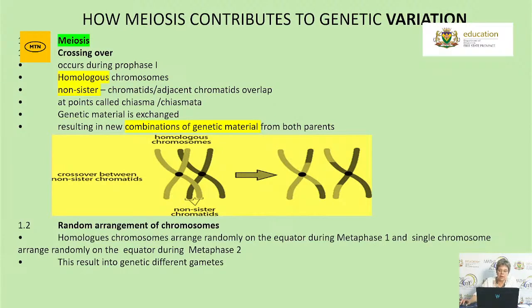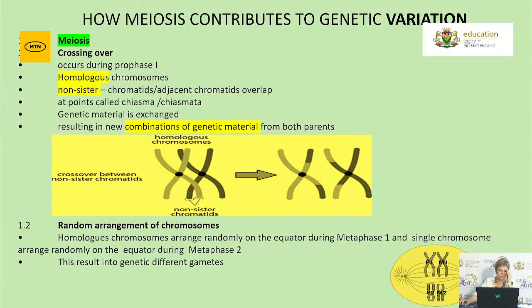So in random arrangement, we have to say the homologous chromosomes are arranged randomly on the equator during metaphase 1, and the single chromosomes are arranged randomly on the equator during metaphase 2. So again, in metaphase 1 we have homologous chromosomes and not chromosomes alone. So there's a big difference between the homologous chromosomes and chromosomes of metaphase 1 and 2, and you must emphasize that and make a differentiation between metaphase 1 and 2.